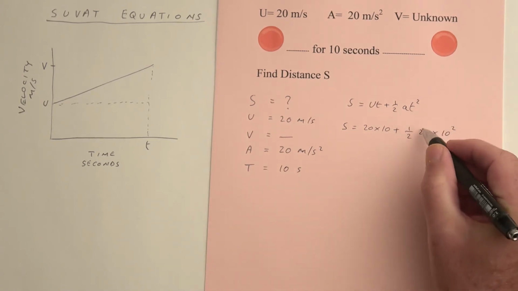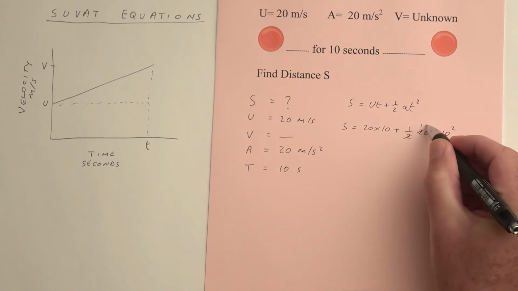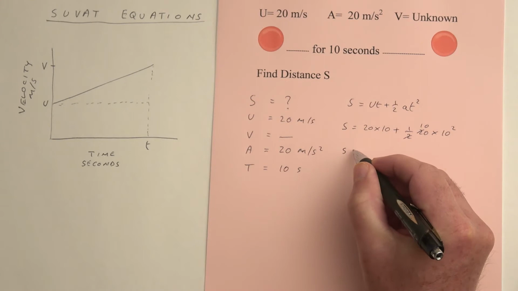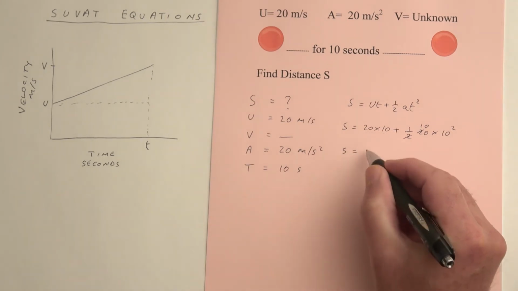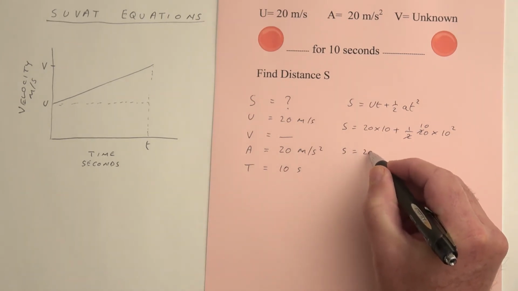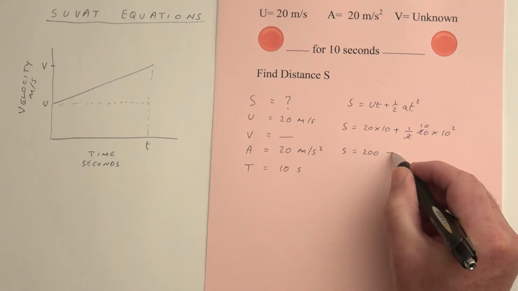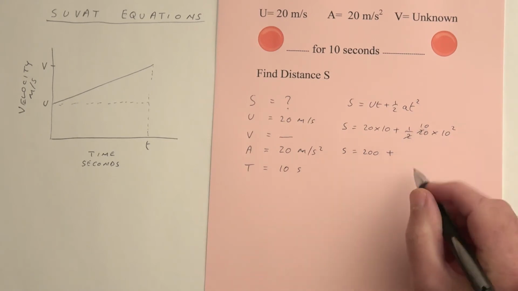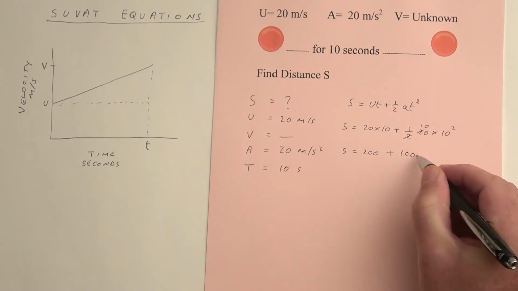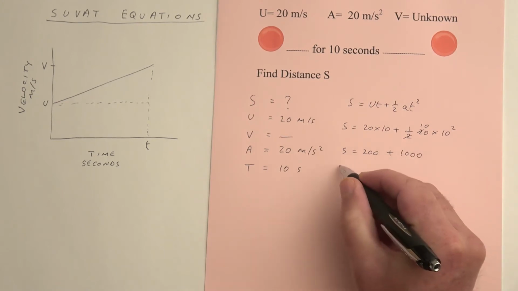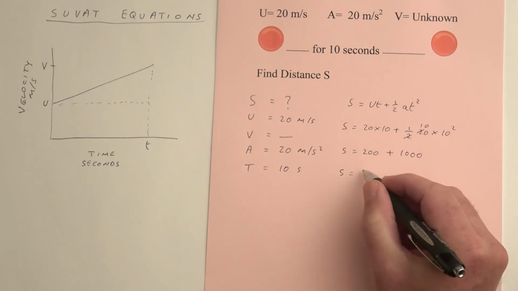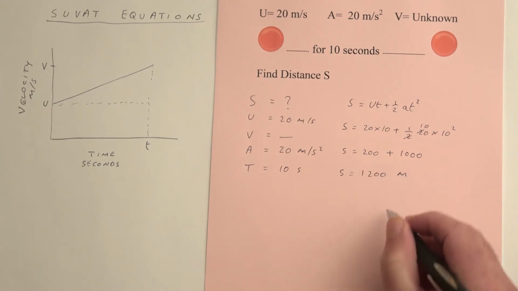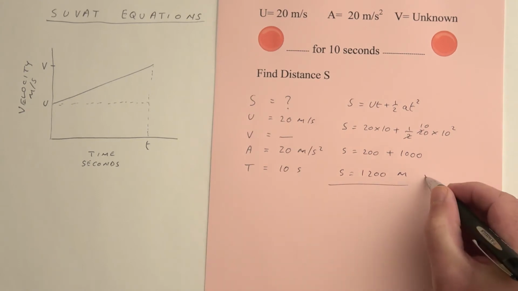Right, do a bit of cancelling there. $200, yeah. 10 squared, 100 times 10, 1,000. Done.